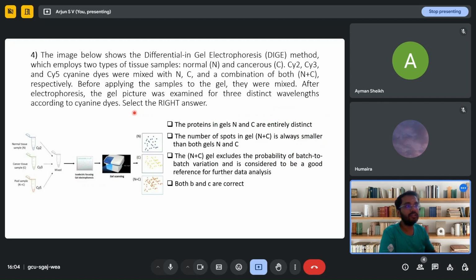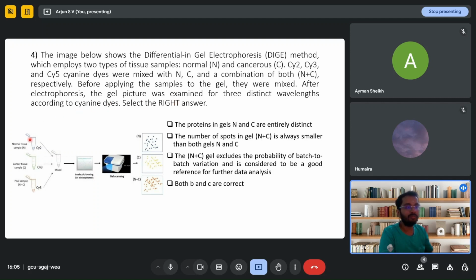So next question. This also I think we discussed in the previous week's TA session. The image below shows the DIGE, that is differential gel electrophoresis method, which employs two types of tissue samples, normal and cancerous. Cy2, Cy3 and Cy5 were mixed with normal, cancerous, and a combination of both normal and cancerous respectively. Before applying the samples to the gel, they were mixed. After electrophoresis, the gel picture was examined for three distinct wavelengths according to cyanine dyes. Select the right answer.